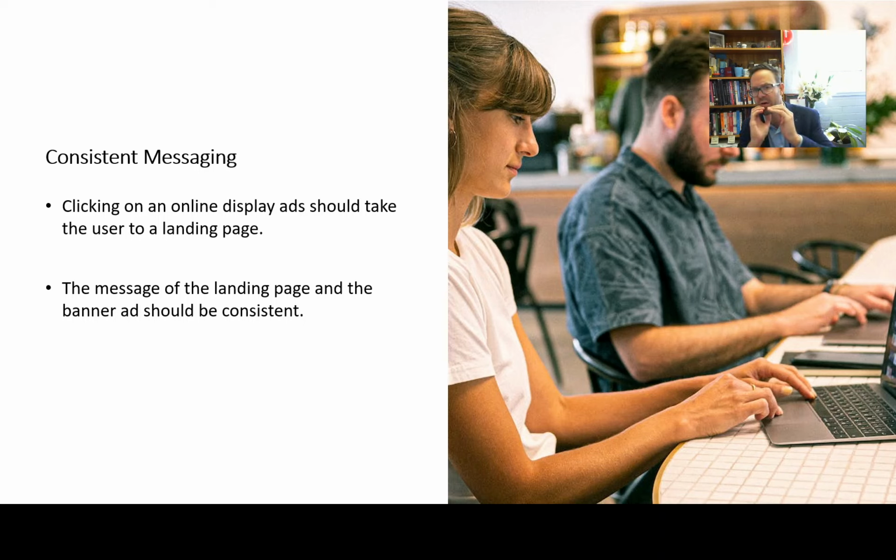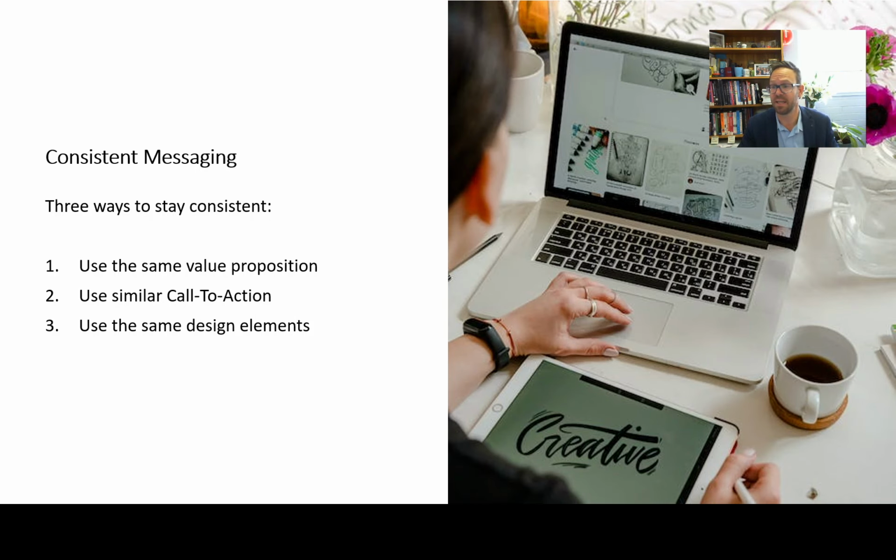So when you click on something, where you end up, there's some consistency between the two. We've got 3 ways to check for this consistency. First of all, they should use the same value proposition. So the banner ad has one value proposition, and when you click on it, it takes you to the landing page, which has the same value proposition. Number 2, they should use a similar call to action. We've got an example of how this is going to work coming on. If the call to action is one thing on the banner ad, but completely different on the landing page, it's not going to make sense, or there's not that consistency. And then last of all, use the same design elements.